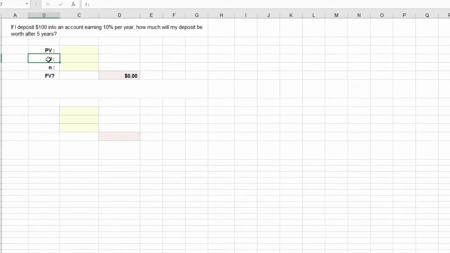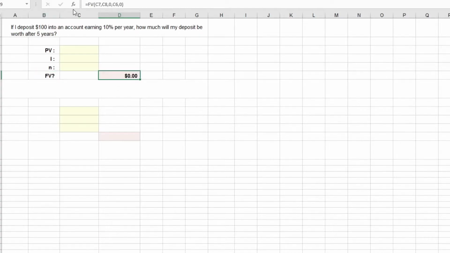Now, the next part, the I here, is for the interest. This is how much interest you're going to be getting for that money. And the N is for the number of years. This could be a year from now, 5 years. Now, the last part is looking for what the future value is.